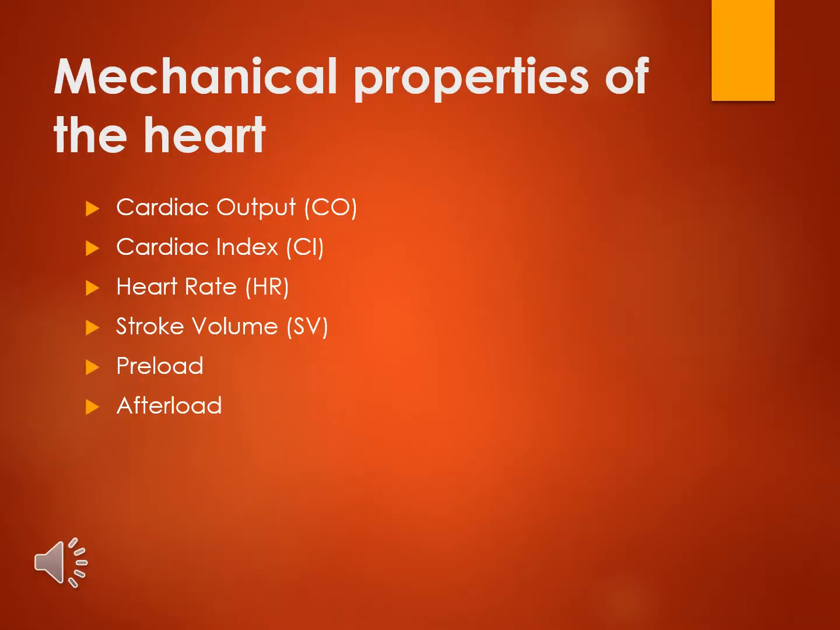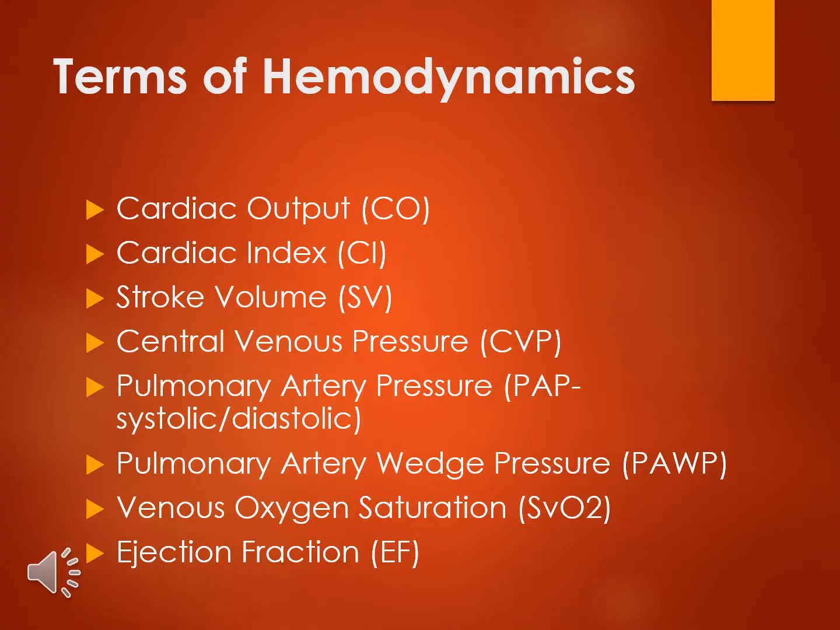Mechanical properties of the heart include the cardiac output, cardiac index, heart rate, stroke volume, preload, and afterload, and we're going to be discussing all of these. Other terms for hemodynamics include stroke volume, central venous pressure, pulmonary artery pressure, or systolic and diastolic blood pressure in the heart, pulmonary artery wedge pressure, venous oxygen saturation, and the ejection fraction.